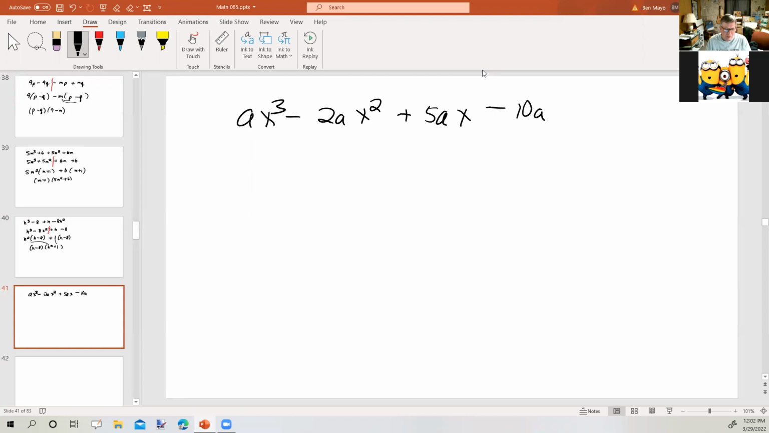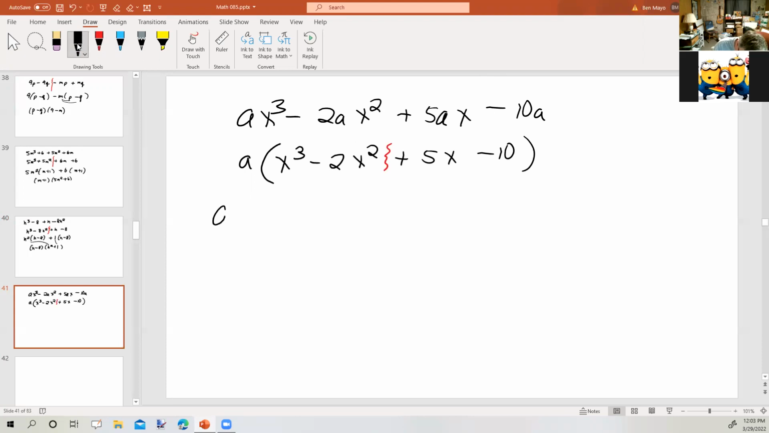Up until now, all these 4-term polynomials never had a greatest common factor to take out first. But here there is. We can take out an a. So we get a times the quantity x cubed minus 2x squared plus 5x minus 10. Then the quantity in parentheses will factor by grouping. So we have an a, and I'm going to switch from parentheses to brackets here. You'll see why in a minute.